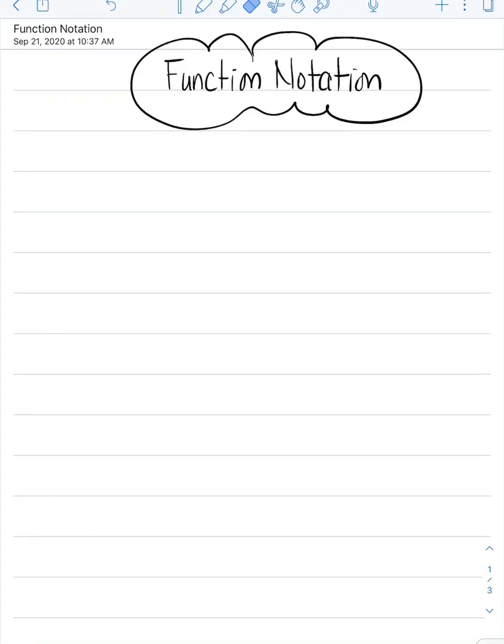Hey guys, today we're going to take a look at function notation and evaluating functions. So let's get started. First, we are used to seeing equations that look like this: y equals 3x plus 9. Well, when we talk about function notation, that y becomes f of x, a function of x equals 3x plus 9. So let's talk about what that means.